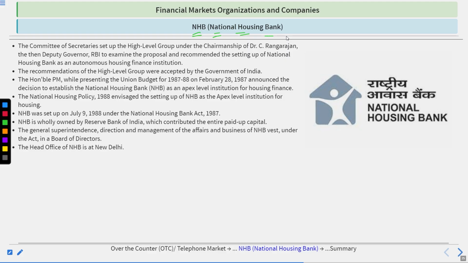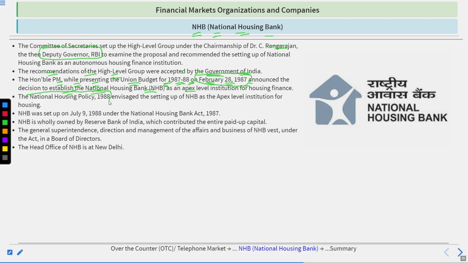So, the committee of secretaries set up the high-level group under the chairmanship of Dr. C. Rangarajan, who was the deputy governor at that time of the Reserve Bank of India, to examine the proposal and recommend the setting up of National Housing Bank as an autonomous finance institution. The recommendations of the high-level group got accepted by the Government of India, and following this, the Honorable Prime Minister, while presenting the Union Budget for 1987 and 1988 on February 28, 1987, announced the decision to establish the National Housing Bank as an apex level institution for housing finance.